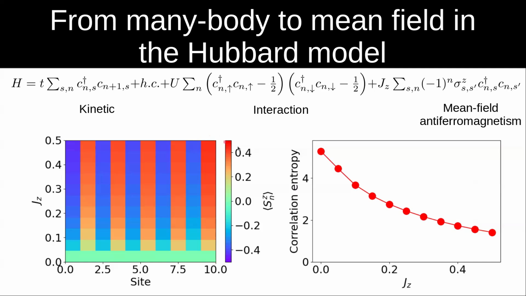And this is something that you can systematically see by looking at the correlation entropy of the ground state as a function of Jz. If Jz is equal to 0, you are in this strongly correlated and entangled state that has a very large correlation entropy. And as you increase Jz, you start driving more and more your system towards the mean field solution, which is this solution that has a staggered magnetization and that breaks time reversal symmetry.